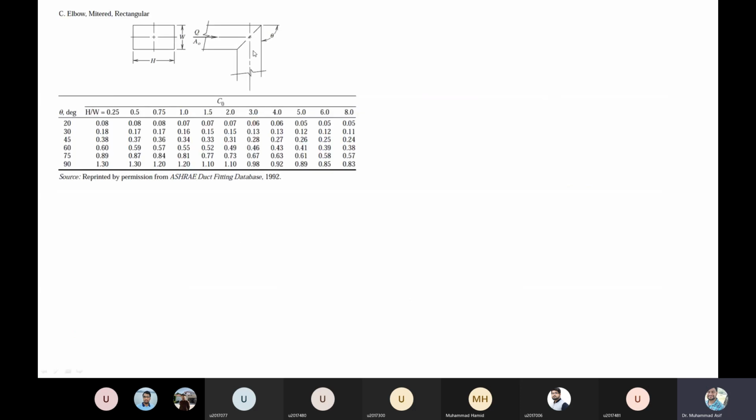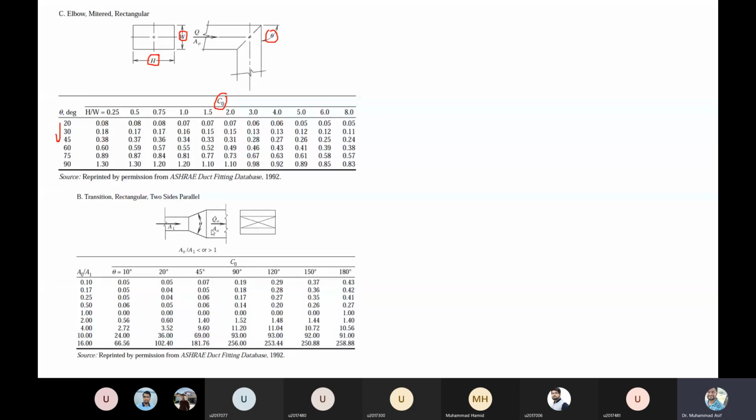We can have other fittings as well, as this is a rectangular duct elbow. So this is a rectangular elbow. For a rectangular elbow, you need the value of H as well as W, and the angle as well. This angle as well. So if you know three parameters, the angle, height, and the width, then you can read the value of the C naught. For example, the first parameter, this one is basically H by W, and this one is the angle. So for different values of H by W and angle, you can have the value of the friction coefficient.